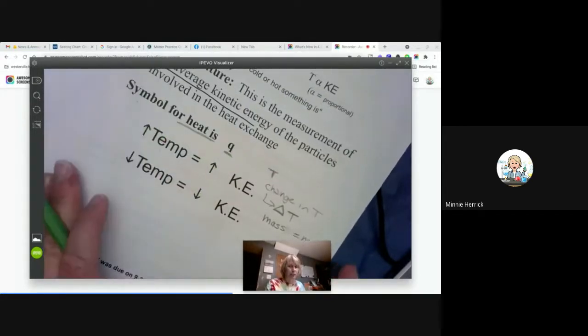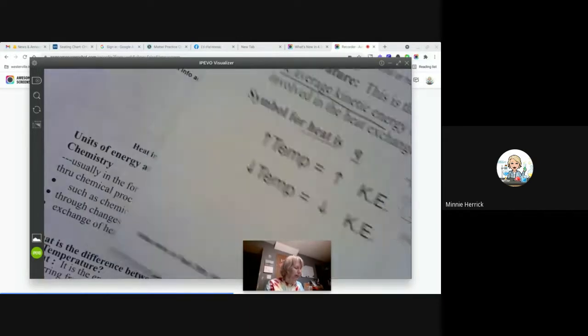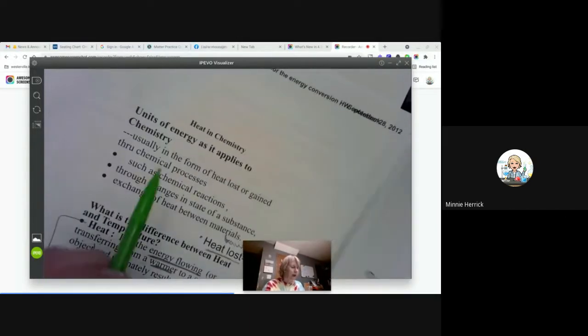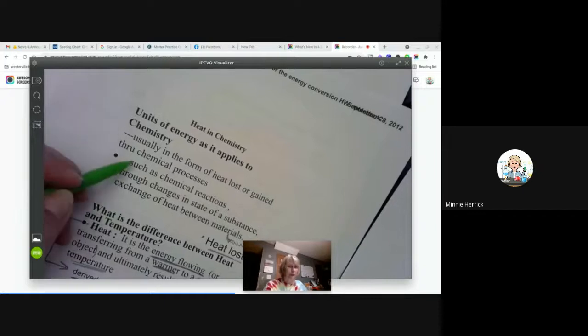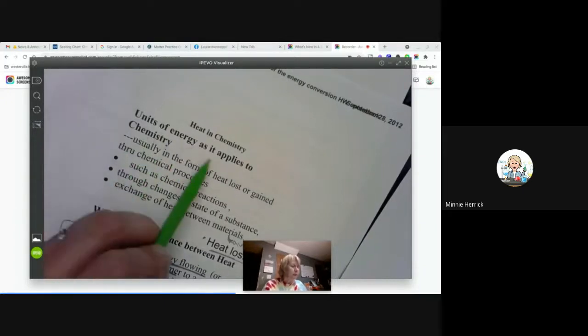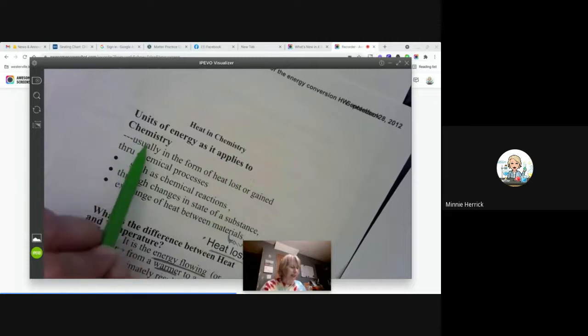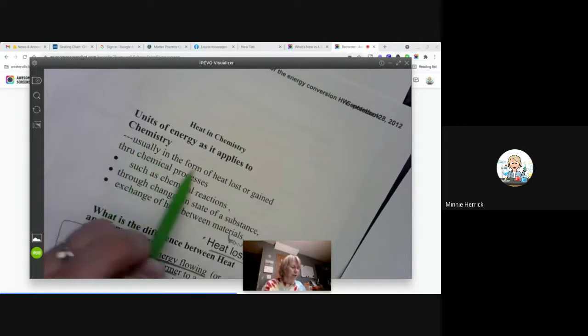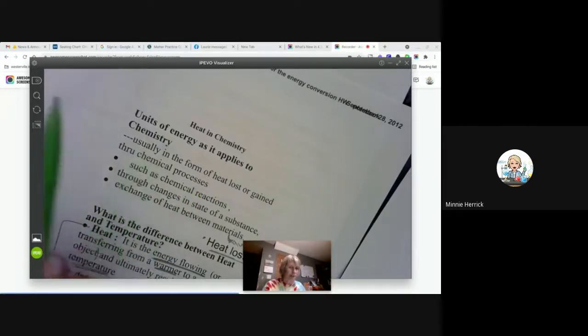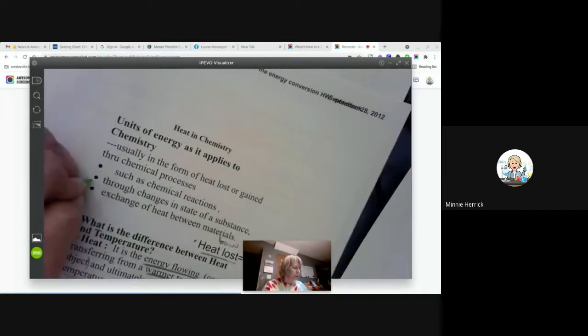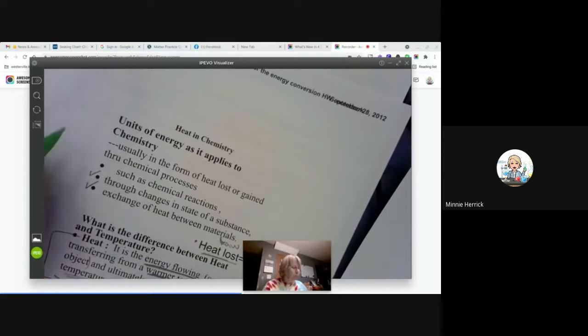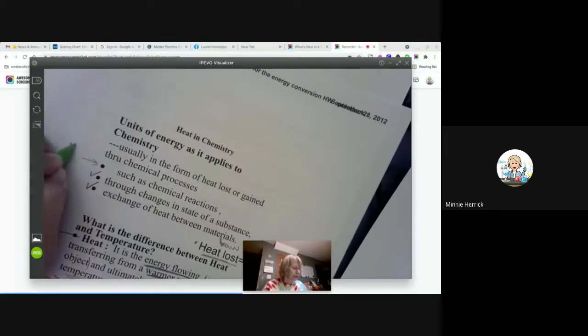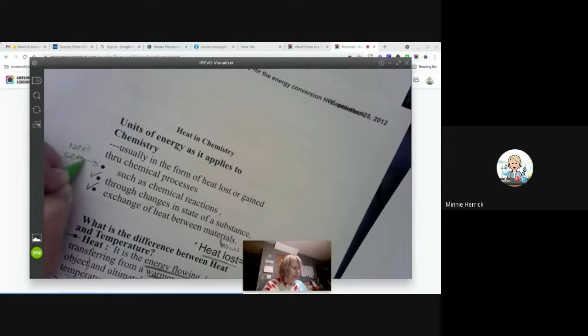So let's make sure you had a chance to write these all down, okay? You've got to write down the three parts we were talking about. How does it apply to our course? It's usually in the form of heat lost or gained through chemical processes such as chemical reactions, through changes in state, or exchange of heat between materials. Make sure those are written down. We're going to do these two right now with our unit. We're going to do the other later next semester when we get into chemical reactions.